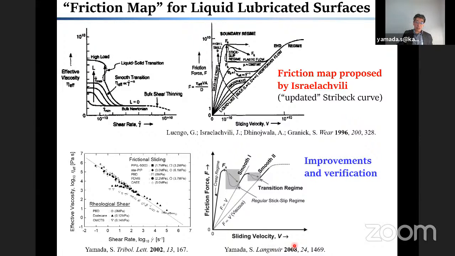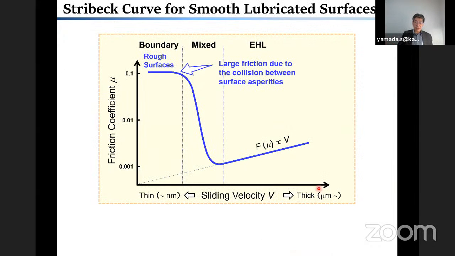These representations should be more quantitative and possibly more accurate than the conventional Stribeck curve, but are difficult to draw experimentally without SFA. Therefore, I will show you a more intuitive modification of the conventional Stribeck curve. These slides show the conventional Stribeck curve again, but please note that the horizontal axis is not the Hersey number, but velocity. In the conventional Stribeck curve, friction at the boundary regime is very large because of the collision between surface asperities.